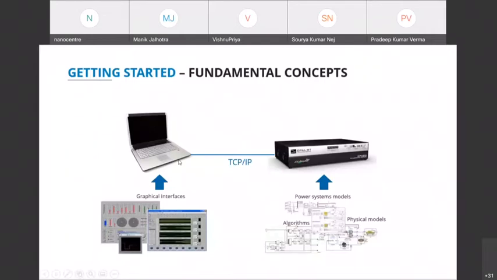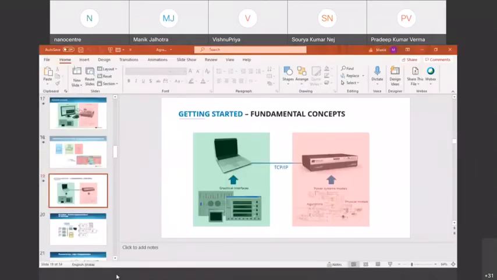I'll just open Paint. I don't know if it will be visible for all. Just let me know if the Paint window is visible.